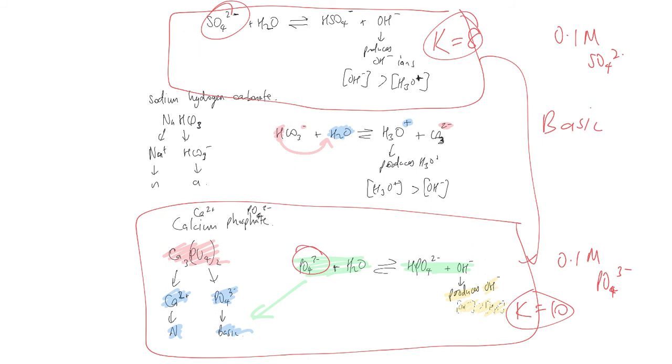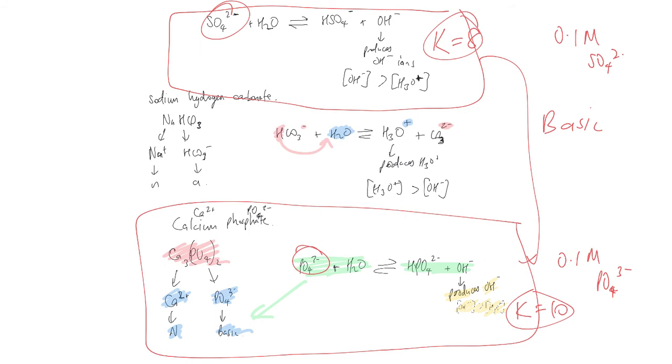which one do you think is going to be more basic? What do you think? 10. The 10 one. Why? High pH. Okay, so the K value tells you what? It tells you how many reactants and products there are, comparatively. So out of these two reactions, which one has more products? The bottom one. Okay, the bottom one has more products. How do you know that? Because the K value is higher.